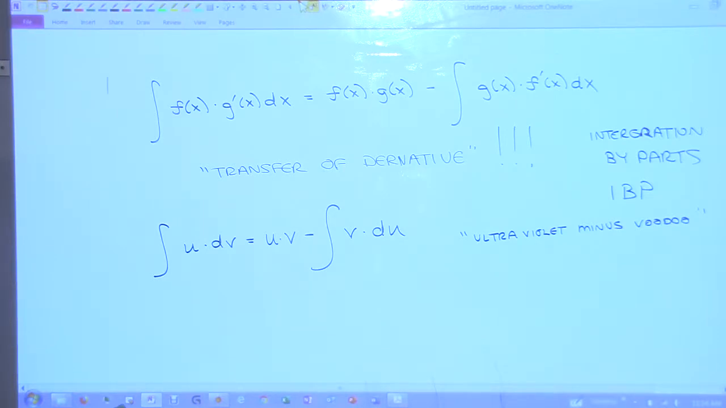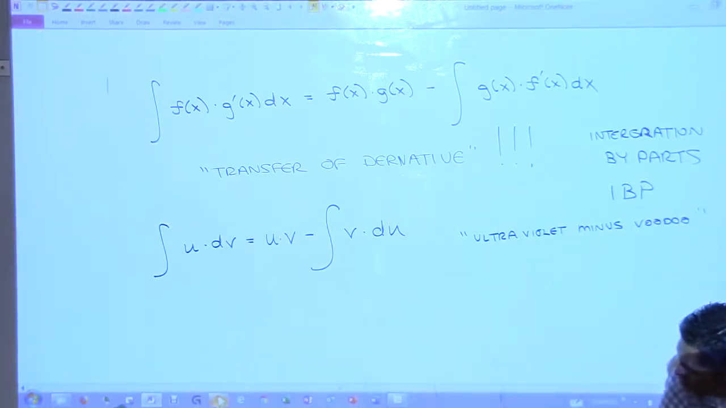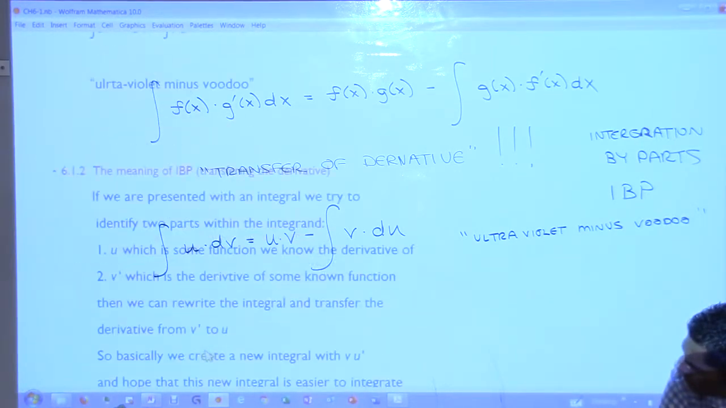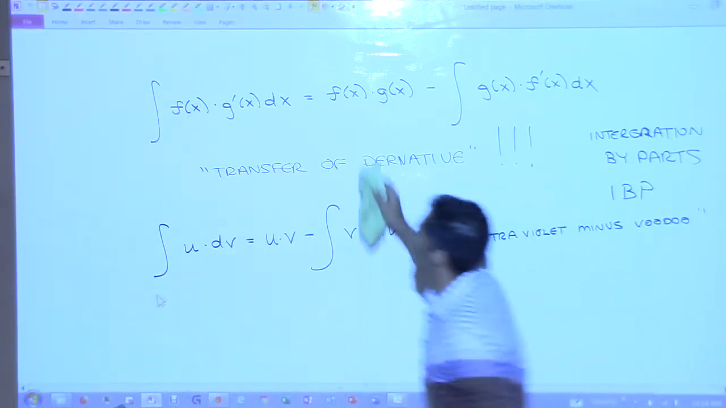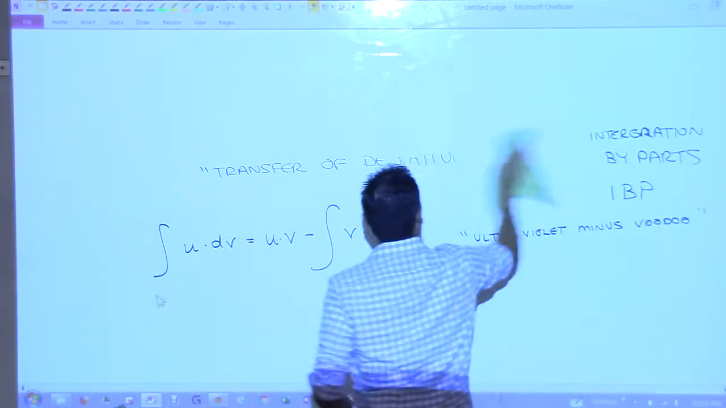All right, would you like to see this in action? Because right now it doesn't seem why this would be useful, like how it would be helpful. But we're going to do some problems. I think what we'll do is we'll start with a really kind of basic one.